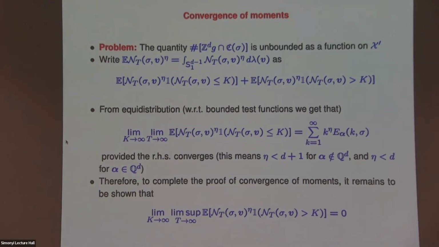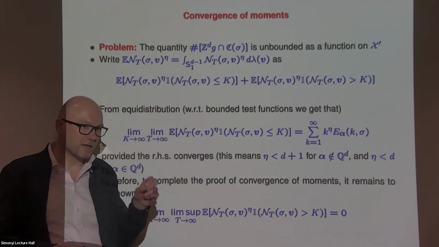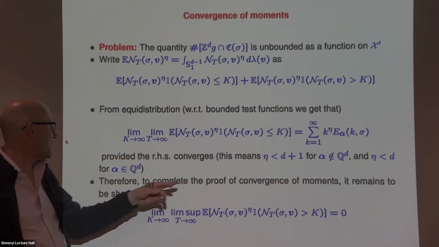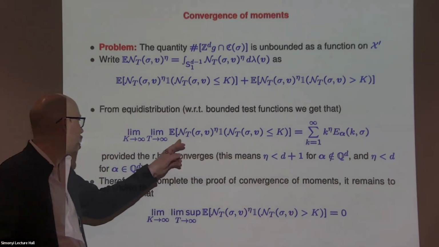Yeah, does it make sense? Eta is fractional usually. It can be fractional, yeah. It can be any fractional number sufficiently small so we have a finite limit moment.